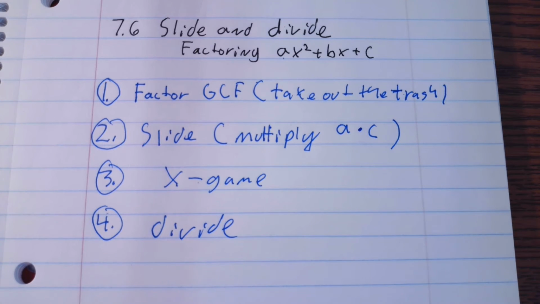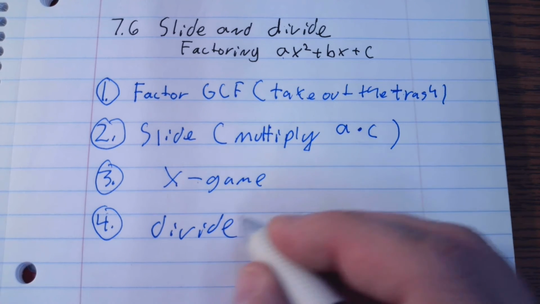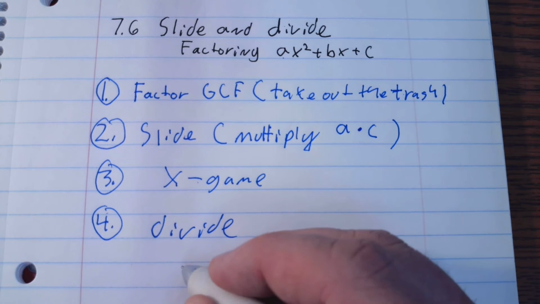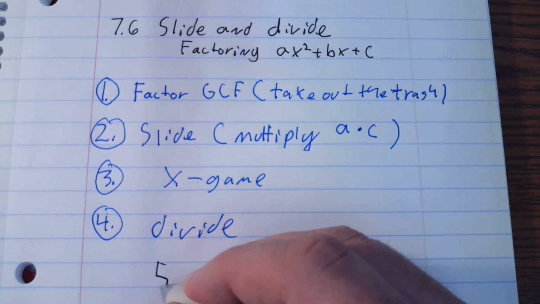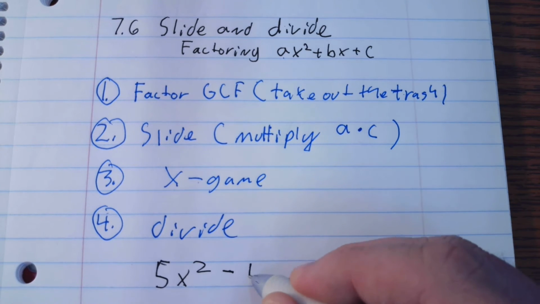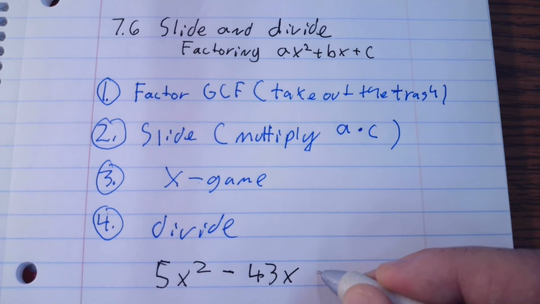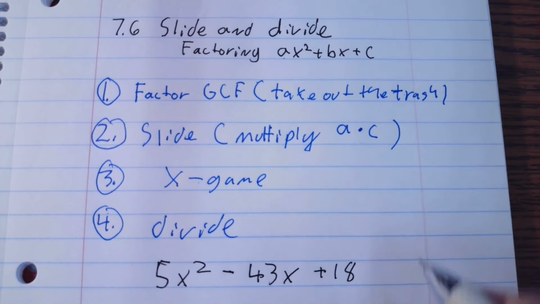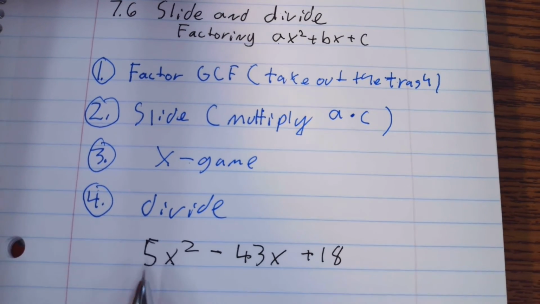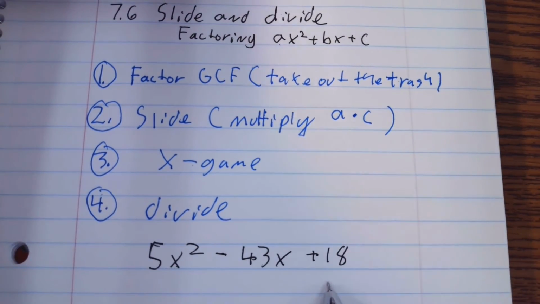I need one that works. And I put away my paper. It has problems that work. All right. So we're going to have stuff like this. 5x squared minus 43x plus 18. Okay, like I said, there's not going to be any GCF in this to take out first.